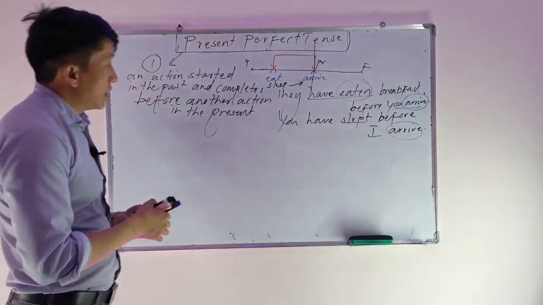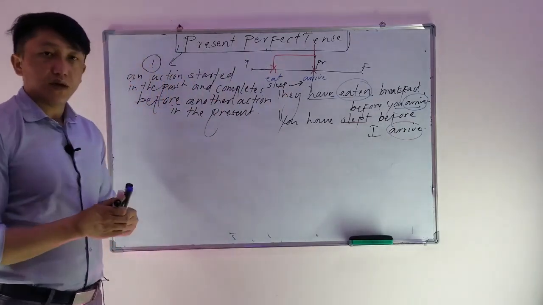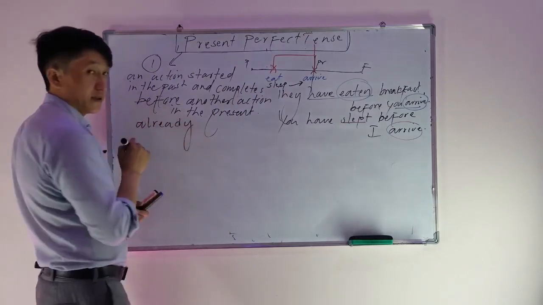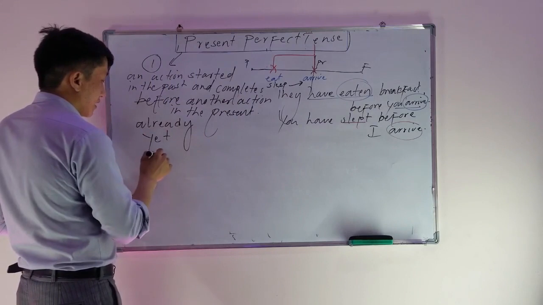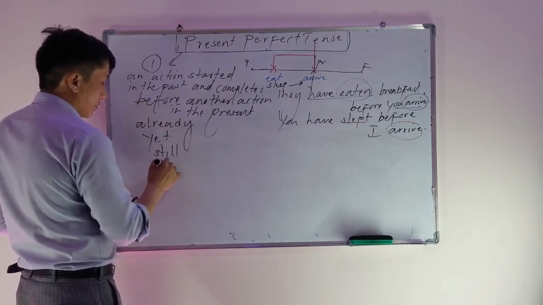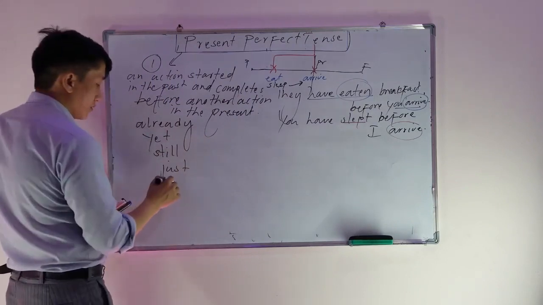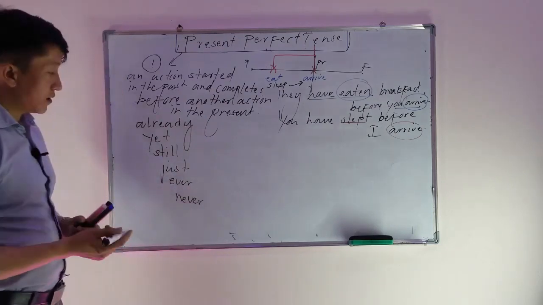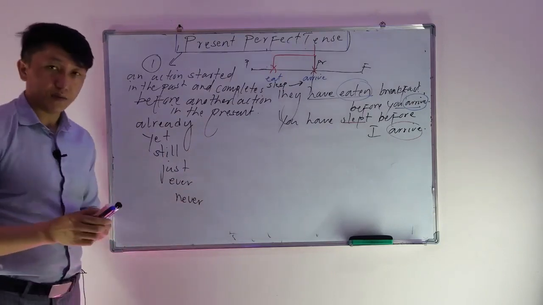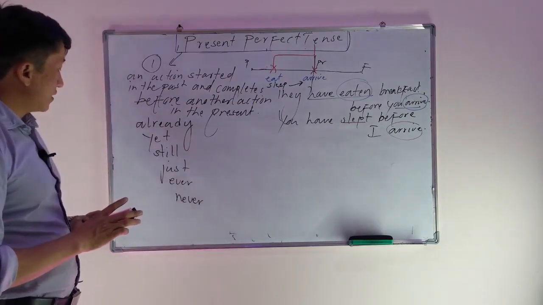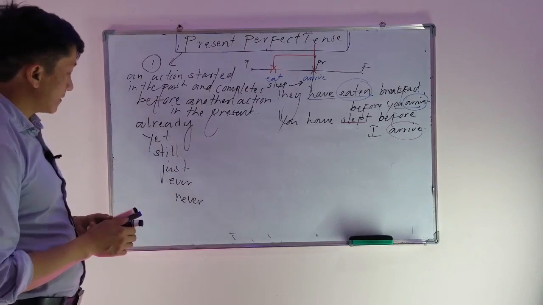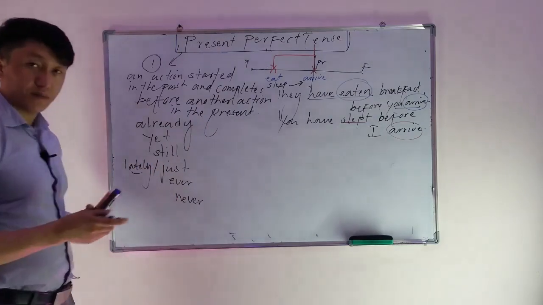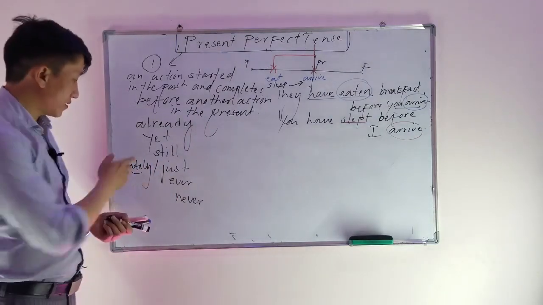We use this tense. Now, here we use some adverbs in present perfect tense. For example, we use already, yet, still, just, ever, and never. There are some adverbs that we use in the present perfect tense. Sometimes with just, we also use lately or recently for an action that happened recently. We can use this structure.